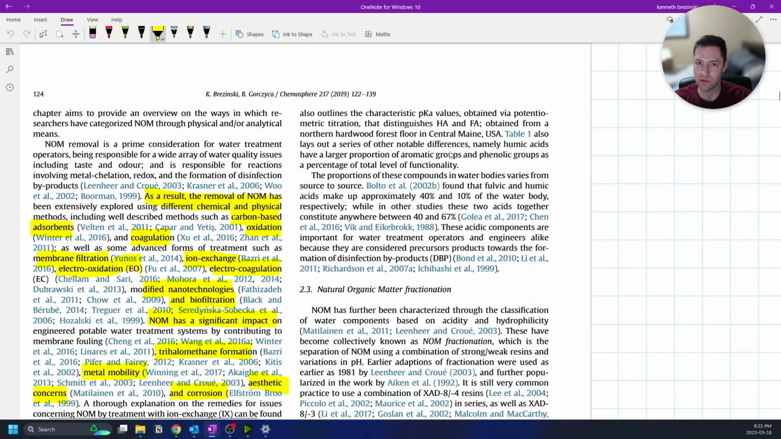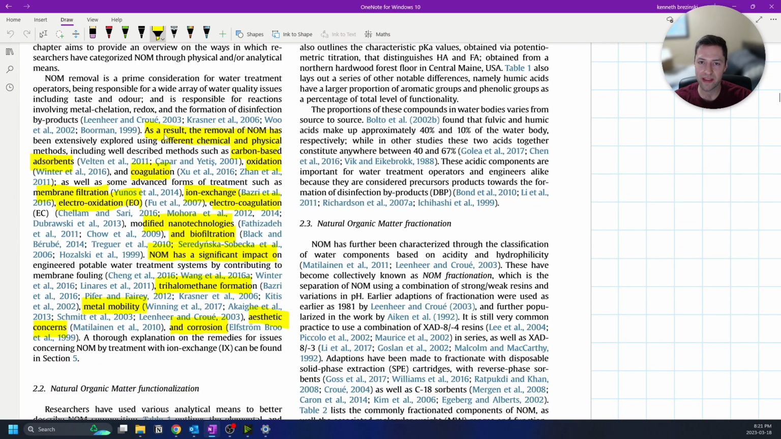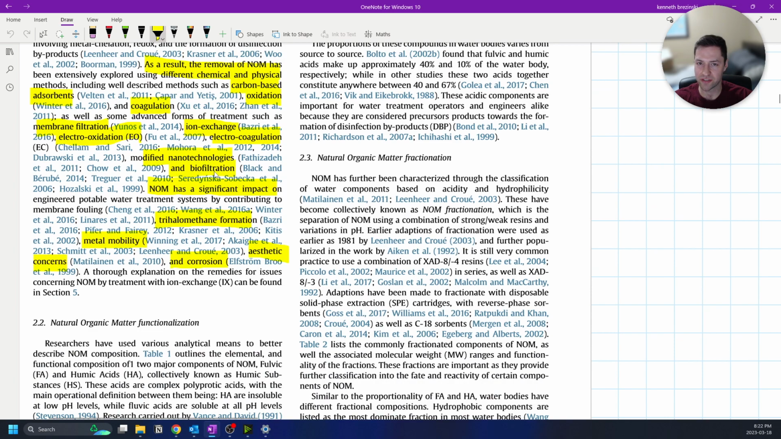I'm going to skip as much of this as possible. What else can I say about this? Well, typically in water treatment, at least in the conventional treatment train, the removal of natural organic matter has been explored using various chemical and physical methods, including carbon-based adsorption, most notably activated carbon, forms of oxidation, and coagulation, the idea that we're coagulating and suspending certain floc within the water. So we're bringing it out, making it less soluble so that those larger particles can coagulate together and settle. Additionally, we have membrane filtration, where we're passing water through a porous membrane, and ion exchange, which we go a bit more into and which is the focus of most of my work. And more advanced forms such as electro-oxidation, electrocoagulation, nanotechnologies, and biofiltration.